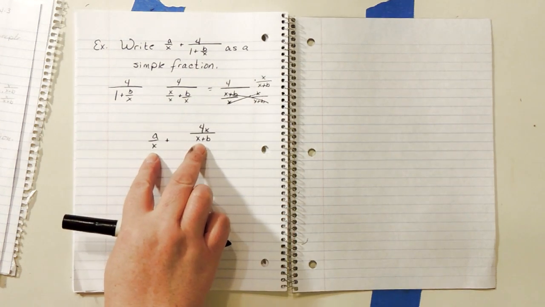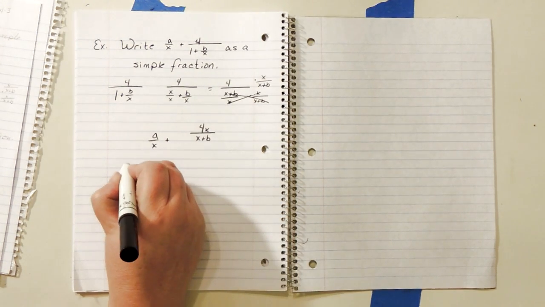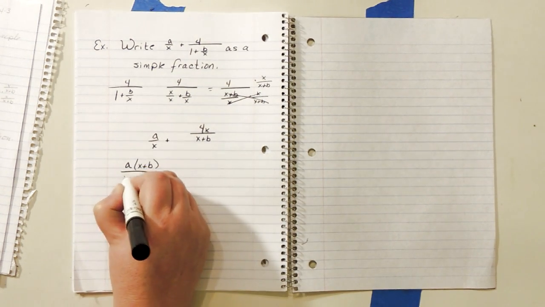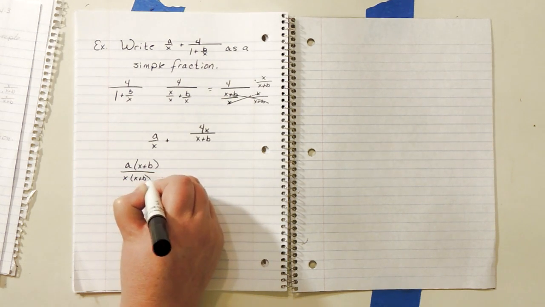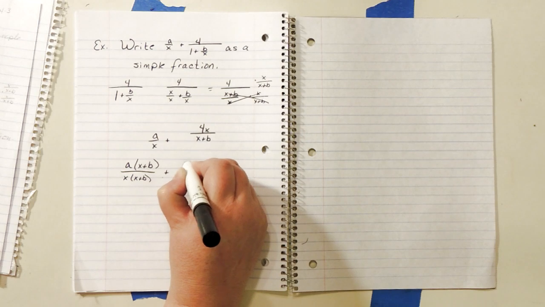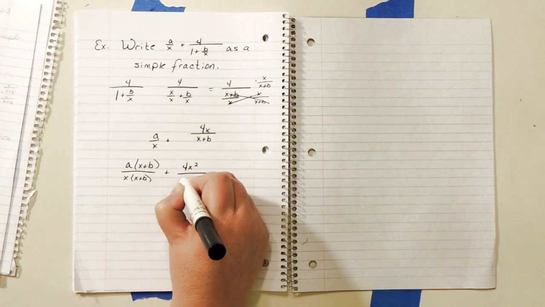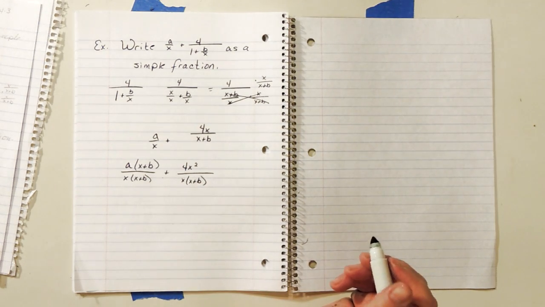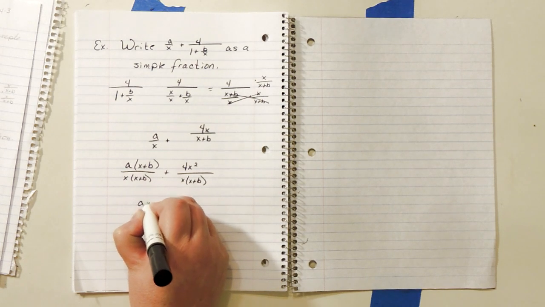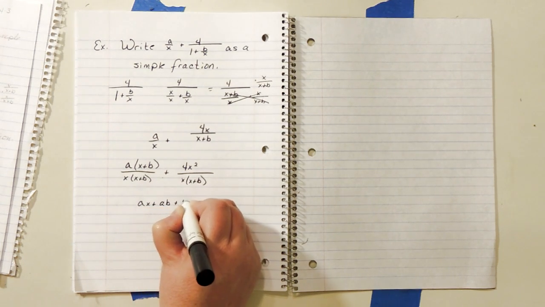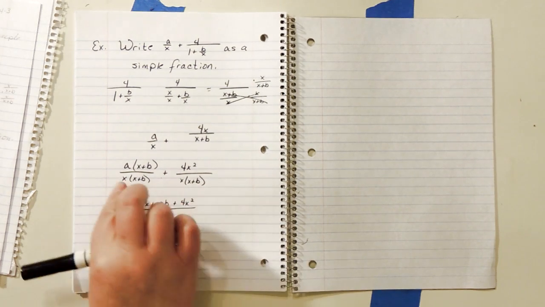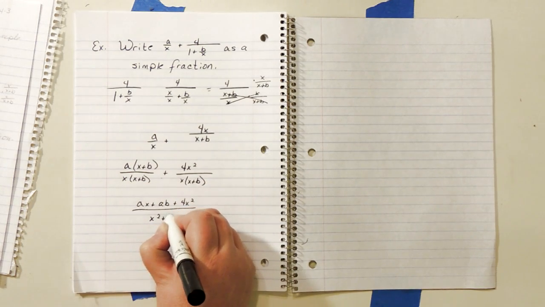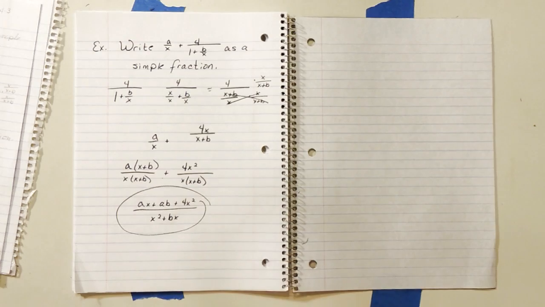Okay, so now we need to find another common denominator. So we'll have a times x plus b over x times x plus b plus 4x squared over x times x plus b. Okay, we've done this kind of stuff many, many times. We have ax plus ab plus 4x squared all over, pull the stuff out of the parentheses, x squared plus bx. And that's your answer.